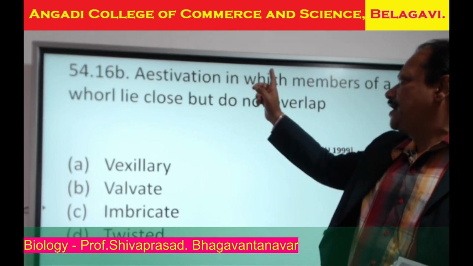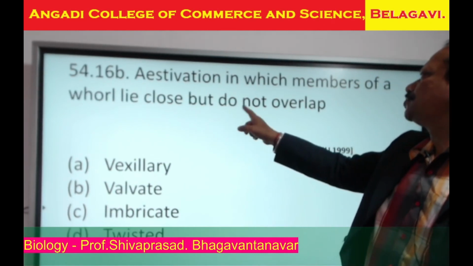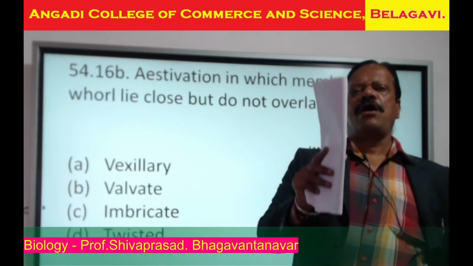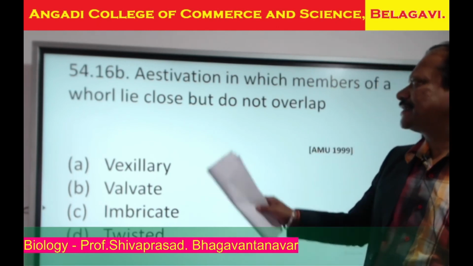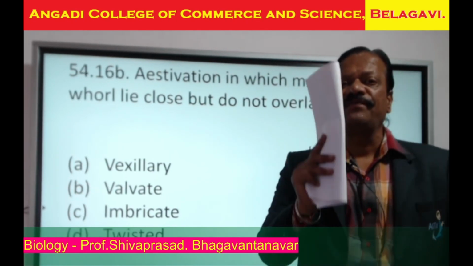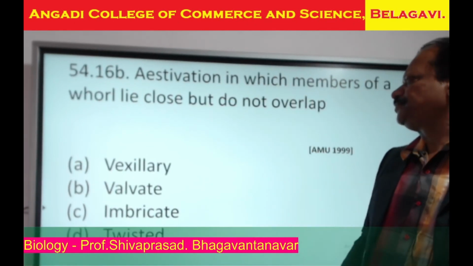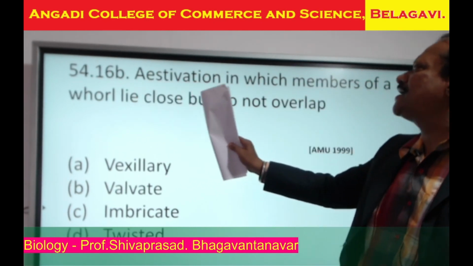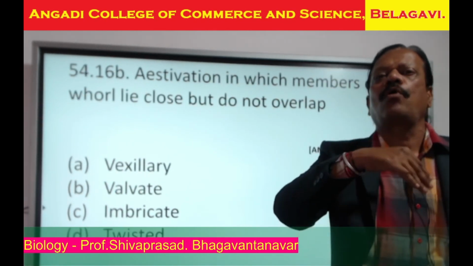Estivation, in which members of a whorl lie close but do not overlap. Estivation is the mode of arrangement of floral parts in a flower. Here, the estivation in which the members of a whorl lie close but do not overlap. They are lying close to each other but not overlapping.